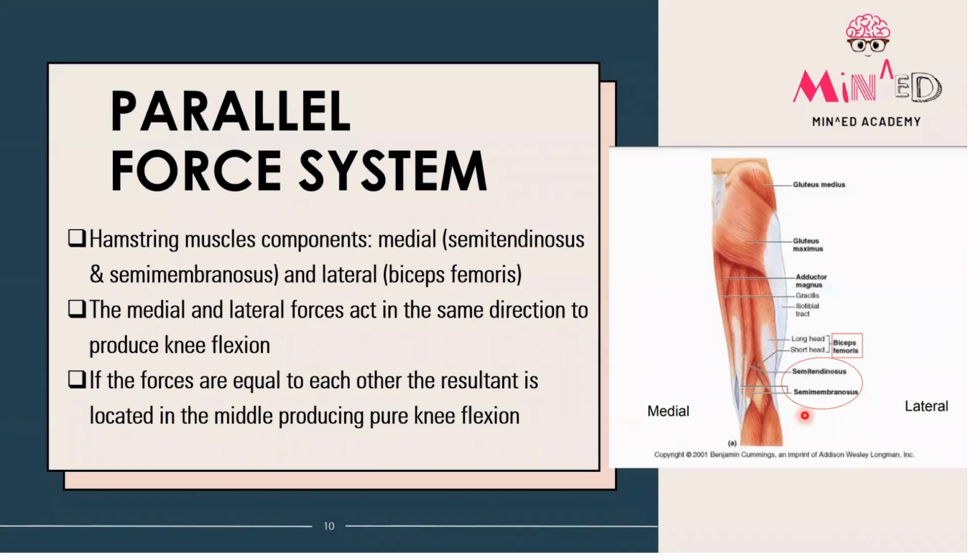Okay, see, semimembranosus is here, semitendinosus is here. This muscle, and then we have biceps femoris, long and short head. Okay, they act in the same direction. So if the forces are equal to each other, the resultant is located in the middle, producing pure knee flexion.